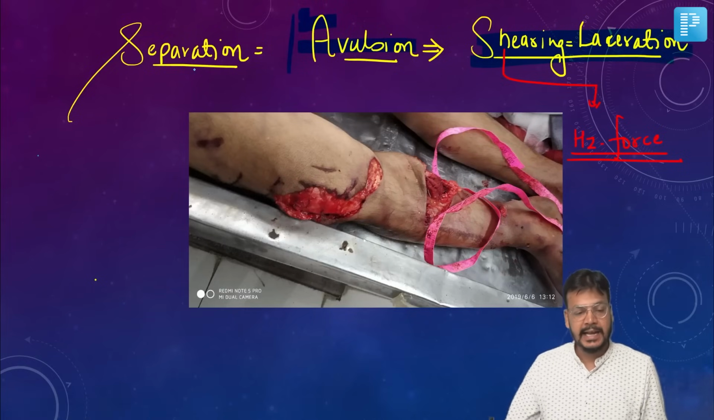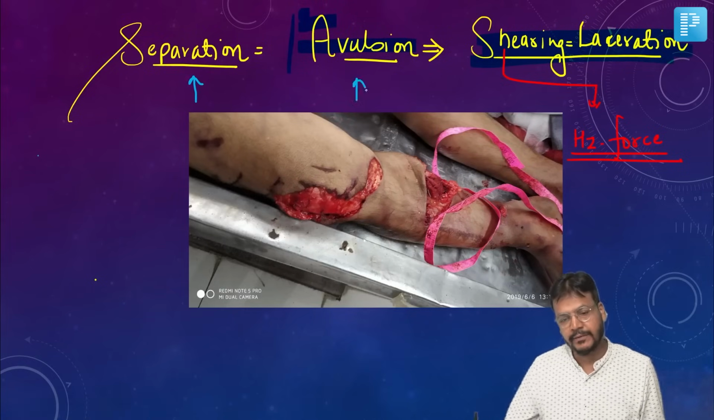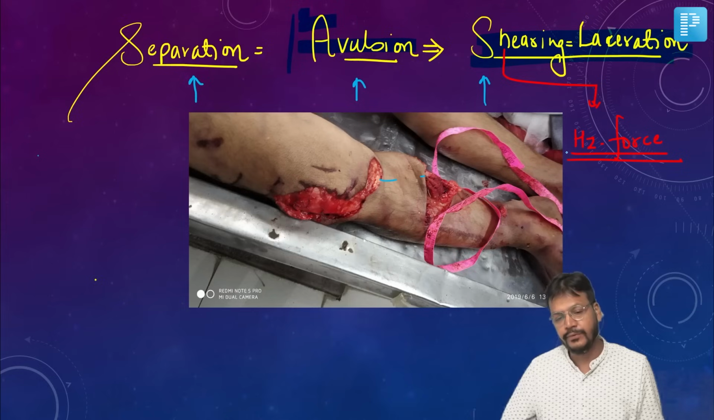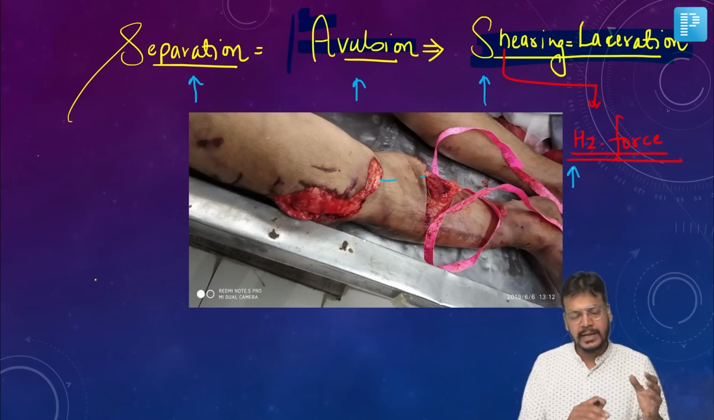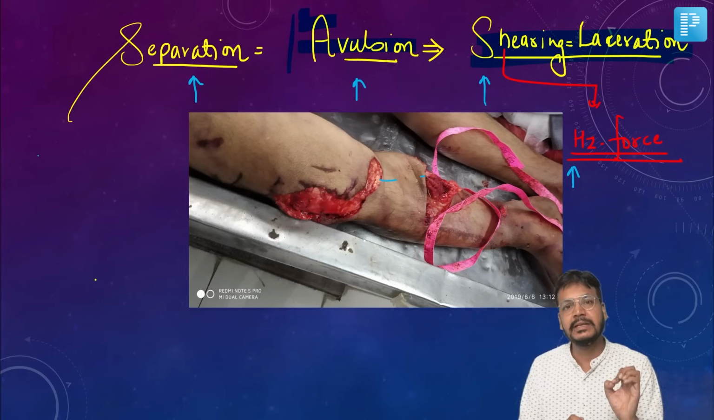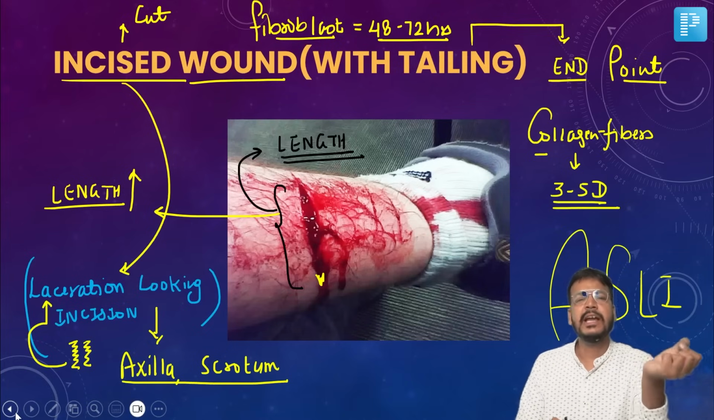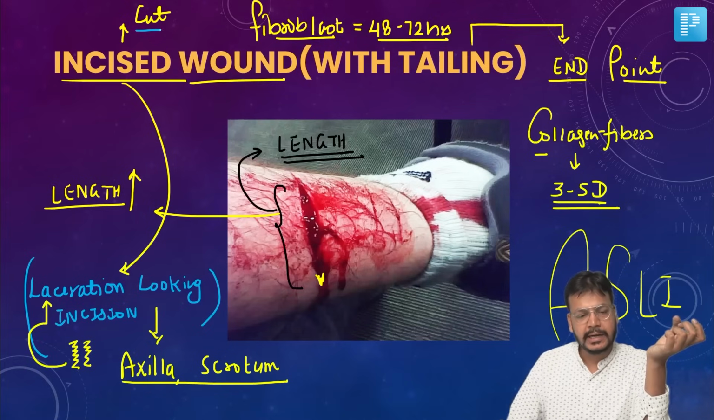Now, sir, any kind of separation is known as avulsion. Avulsion is also known as shearing laceration. Any kind of separation, and here generally the force is horizontal. You can see the force is horizontal. So any kind of separation is avulsion. Avulsion is a shearing laceration.